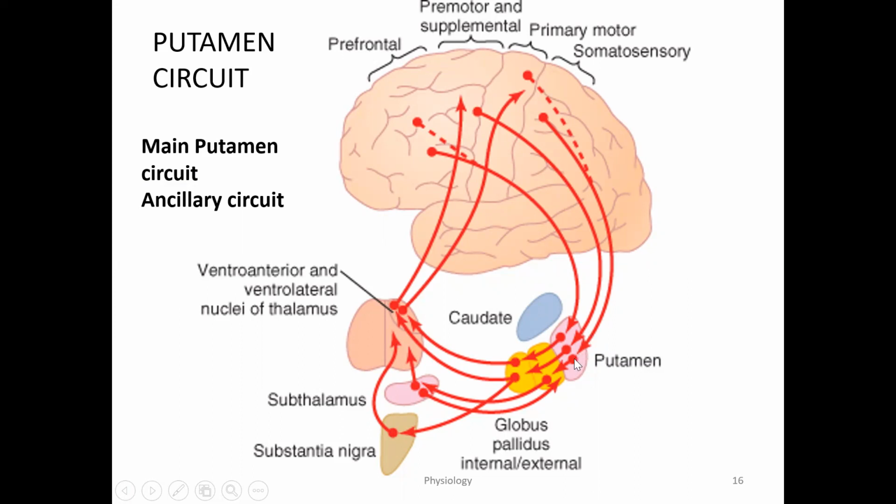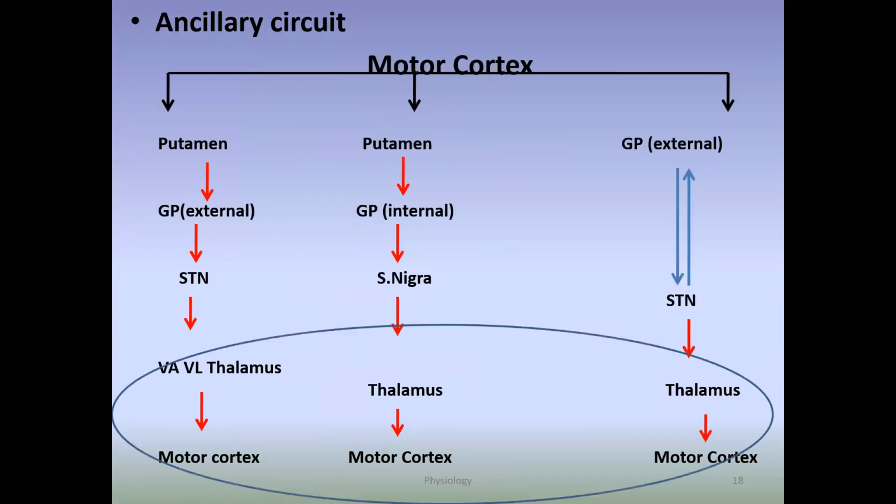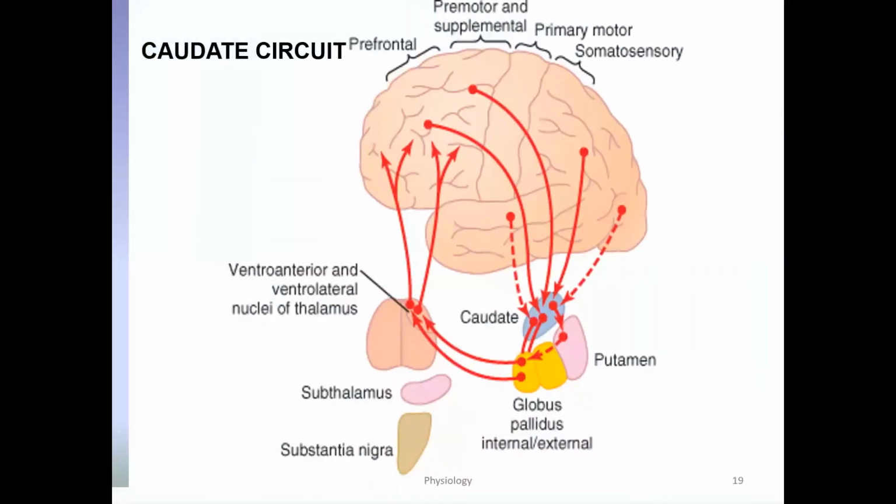Second, putamen, then globus pallidus external segment, then the subthalamic nucleus, that is the body of Luys, then the ventroanterior and ventrolateral nucleus of thalamus, and then back to the endpoint, the prefrontal and premotor area. The last ancillary circuit is a two-way connection between the subthalamic nuclei and the globus pallidus external segment. This is about the putamen circuit. Its main function is subconscious execution of learned patterns of movement.